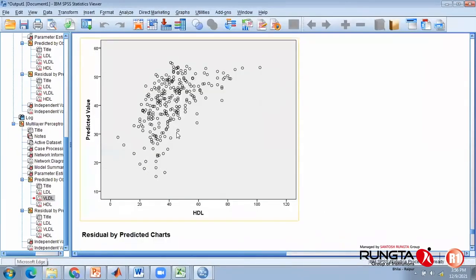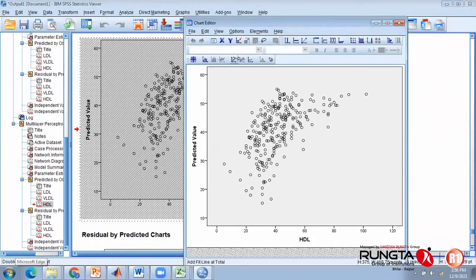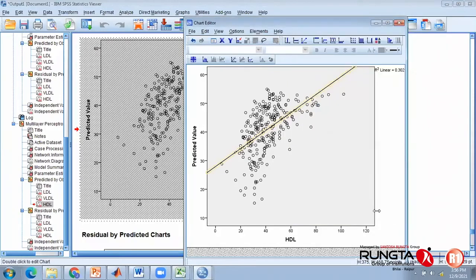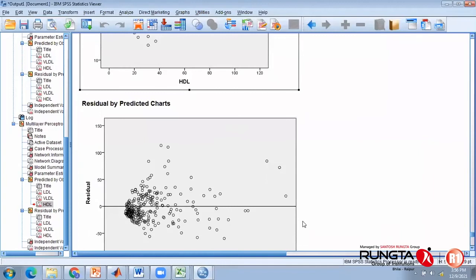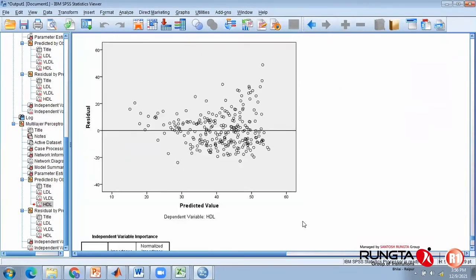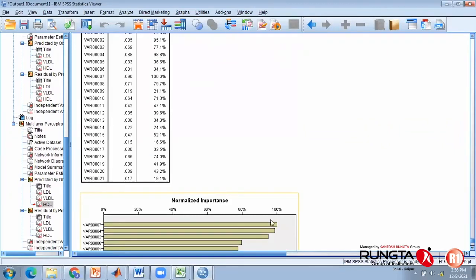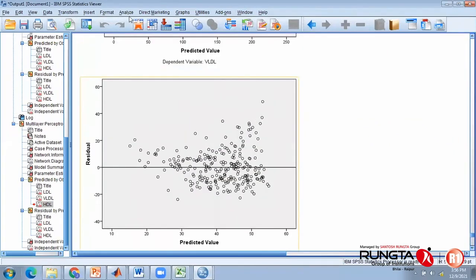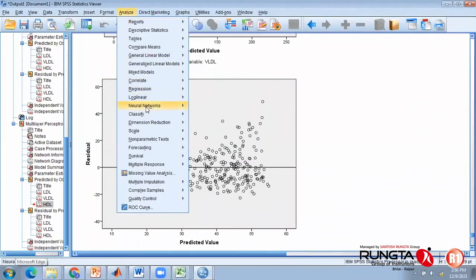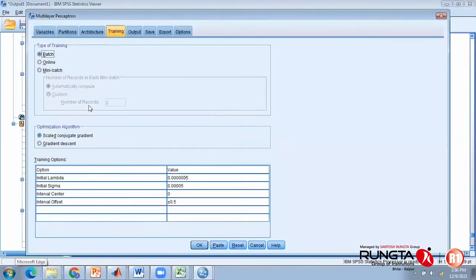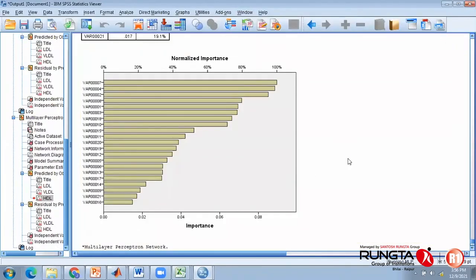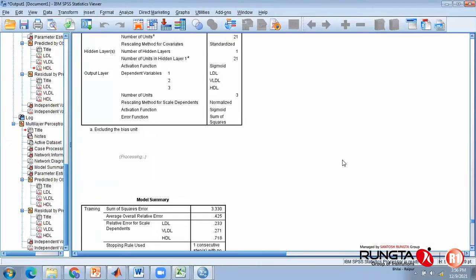Then 0.759. This one is 0.302. A very small marginal improvement is there. Otherwise, we don't have much of an improved version in this one. That means this algorithm is not working in a proper way. Let me try with the other one: the gradient descent function with the same sigmoidal function, same topology and everything.